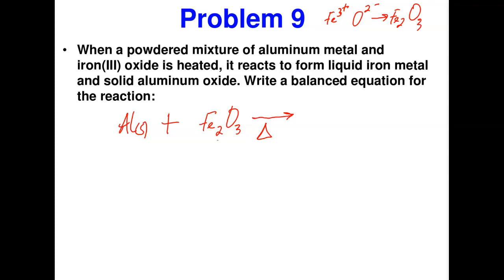That means this is a displacement reaction. Tell me what it means. Aluminum will come and kick out iron, so it forms iron on its own. So it becomes liquid.